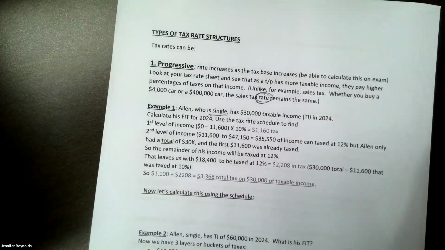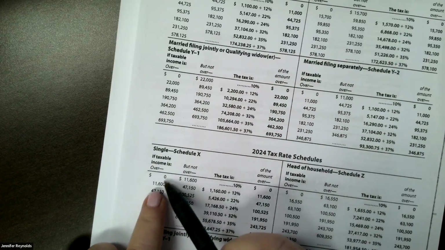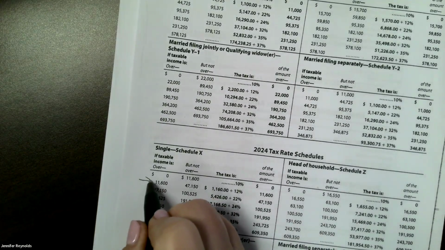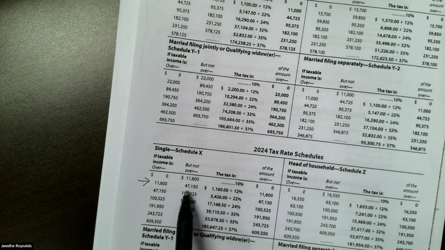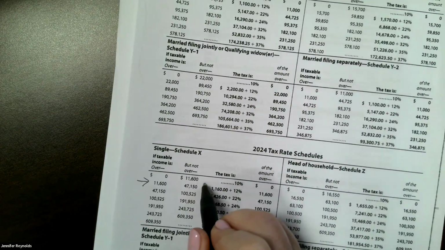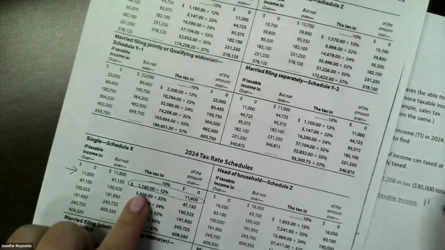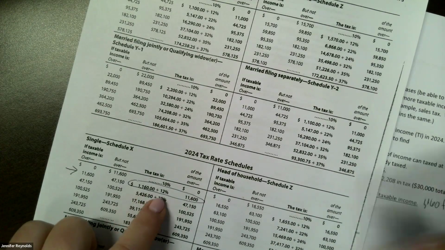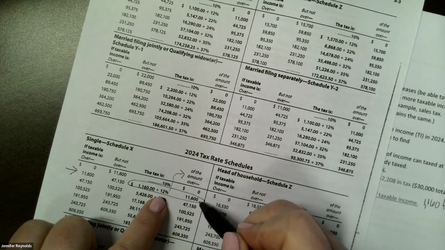So Alan had what, 30? Yeah, 30 of taxable income. The rates say if it's over this amount, but not over this amount. So his taxable income is going to fall on row 2 here because it's over 11,600, less than 47,150. Use this line. And then here is the formula they tell me to use. We're going to take 1,160 plus 12%, it says, of the amount over 11,600.